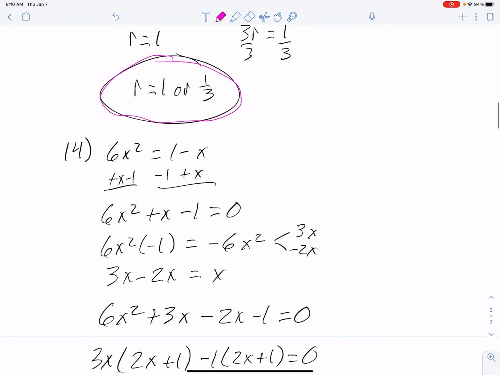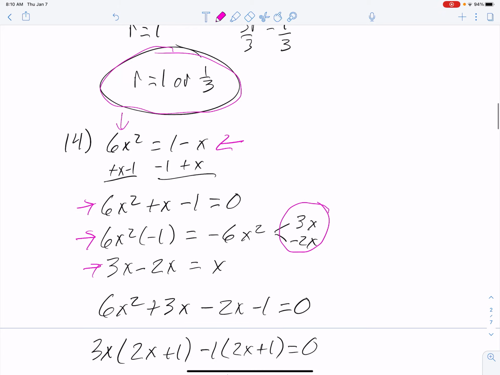Very similar in 14, even though 6x squared is all by itself, I'm going to move the other two pieces, the 1 and the -x, so that I can have my lead coefficient positive. My function's written in descending order. I don't have a lead coefficient of 1, so I start my process of splitting the middle term. 6x squared times -1 gets me -6x squared. What factors of -6x squared are going to add back together to be +1x? Well, that's 3x minus 2x.